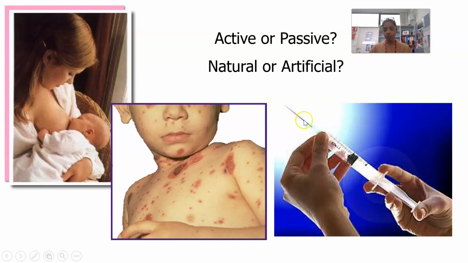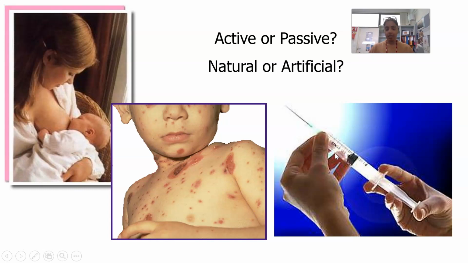All right, if you've had to think about it, let's start off with this image of a needle. We're imagining that this has got some sort of vaccination in there. So that, of course, is not a natural method. That's an artificial method of vaccination. And it is active if it's an attenuated or destroyed virus that's stimulating your body to produce its own antibodies.